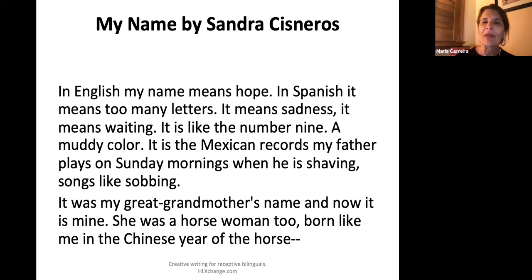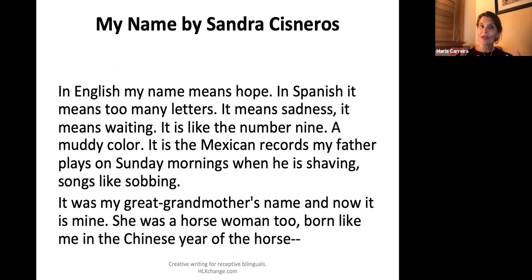In English, my name means hope. In Spanish, it means too many letters. It means sadness. It means waiting. It is like the number 9, a muddy color. It is the Mexican records my father plays on Sunday mornings when he is shaving, songs like sobbing. It was my great-grandmother's name, and now it is mine. She was a horse of a woman too, born like me in the Chinese year of the horse.